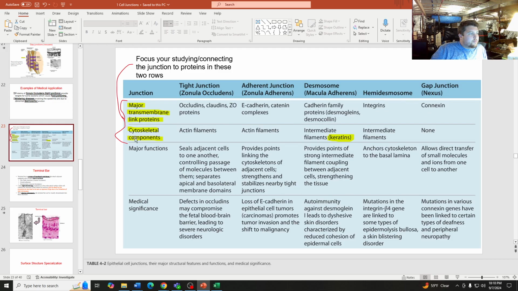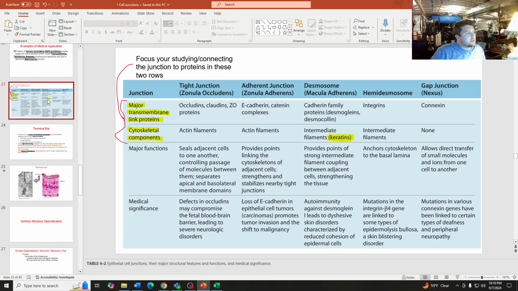This little chart, a lot of this chart is just review of what is up above before. Mainly focus on these top 2 columns as far as exams, understanding what components are in each of the different types of junctions. But read through all of it as well, it's additional good information.